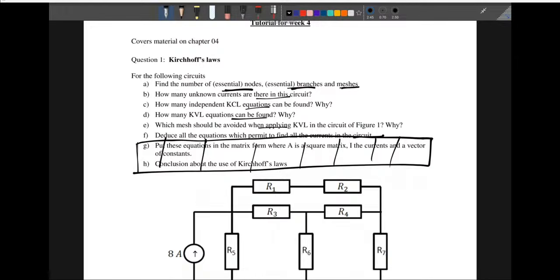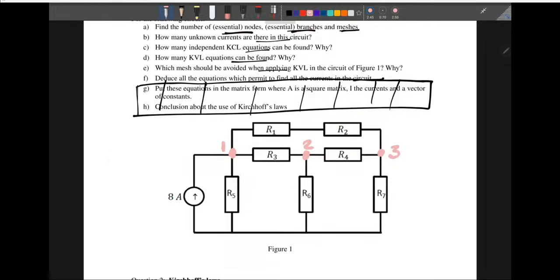Well, if they're saying the number of nodes, we know that a node is just where you have, so here, this is node number 1, where you have 3 or more things meeting, 3 or more cables. Here, this becomes our number 2. Then here it becomes our number 3. So we have how many nodes? We are going to have 3 nodes.